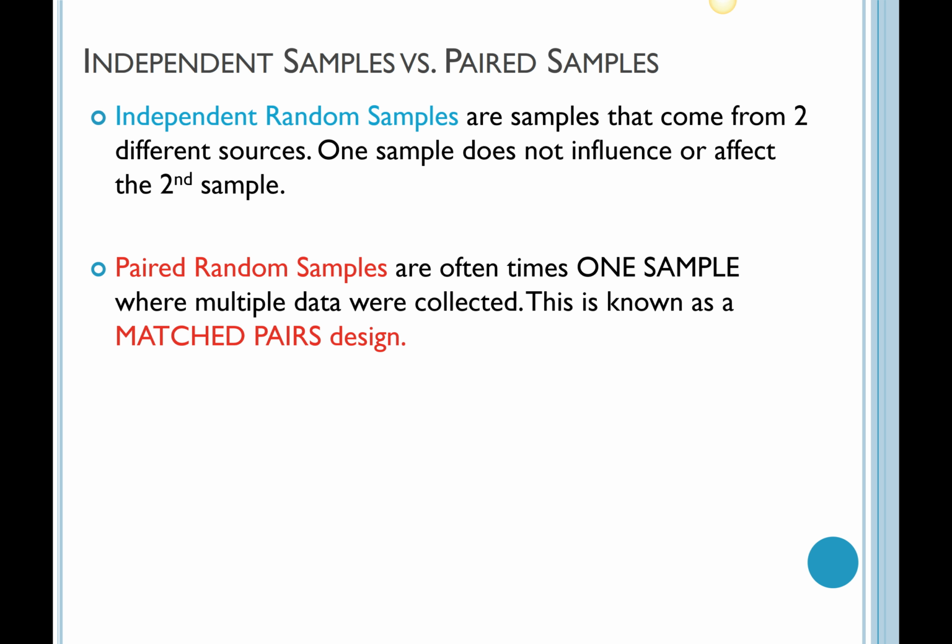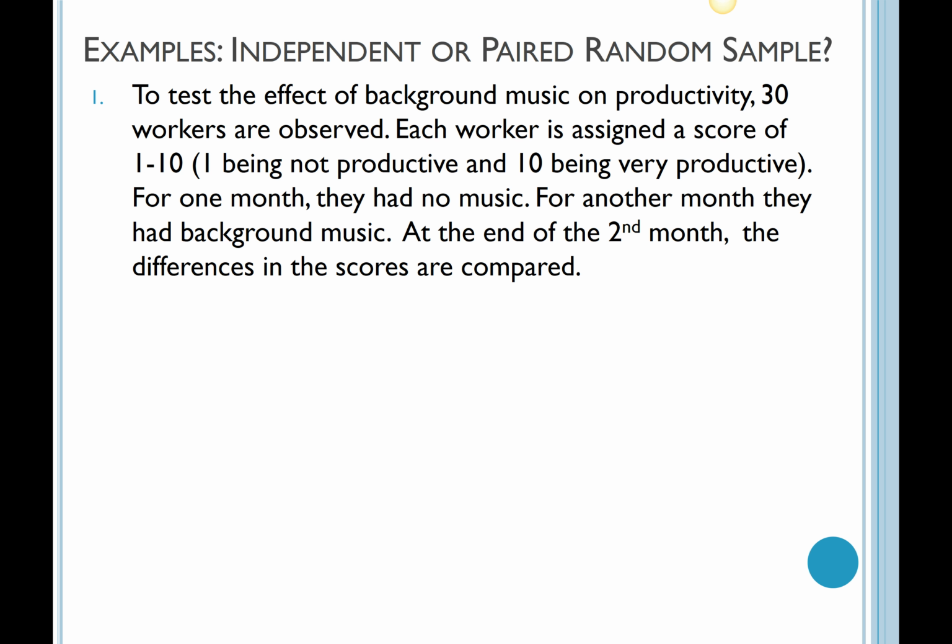So the main difference between those two is going to be from two samples to one sample, all right, and vice versa. So again, independent random samples are samples that come from two different sources. So one sample does not influence or affect the second sample, whereas paired samples are oftentimes one sample where multiple data were collected, and that's the one that we know as a matched pairs design. Let's talk about an example.